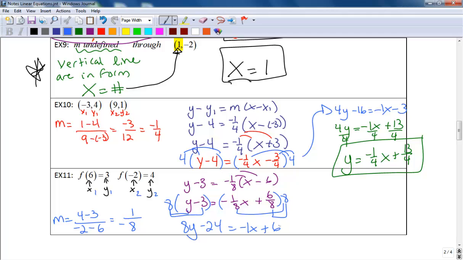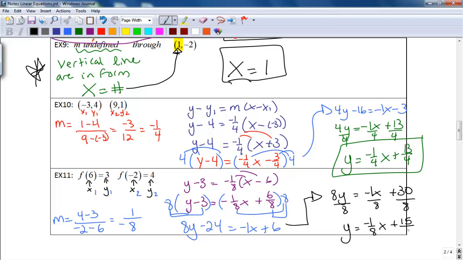So let's move 24 over to the right. So I would get 8y is equal to negative 1x plus 30. Divide everything by 8 to solve for y, and I get that y is equal to negative 1/8 x. I can reduce 30 over 8, so let's go ahead and do that. They're both divisible by 2, so you get 15/4. So the equation of the line that passes through the points f of 6 equals 3 and f of negative 2 equals 4, which is the point (6, 3) and the point (-2, 4), is y equals negative 1/8 x plus 15/4.